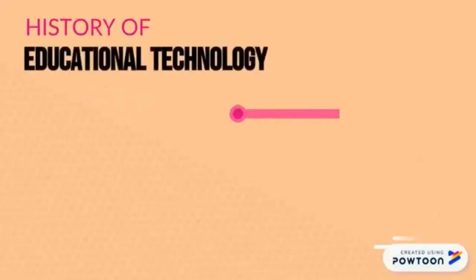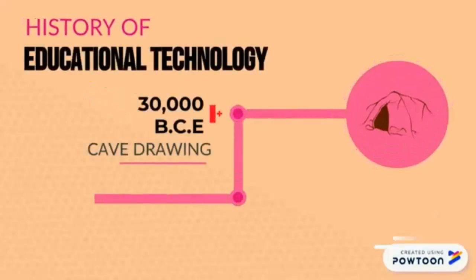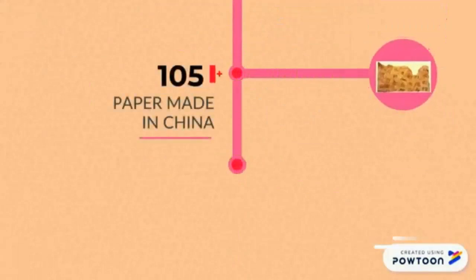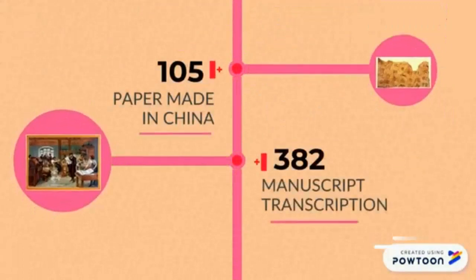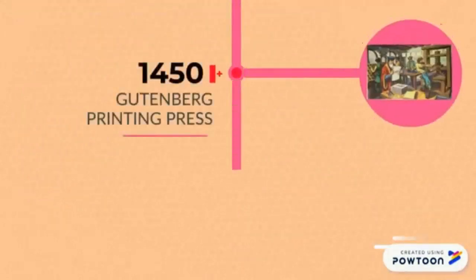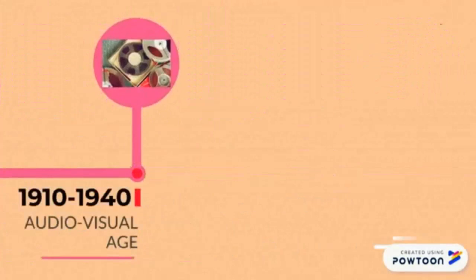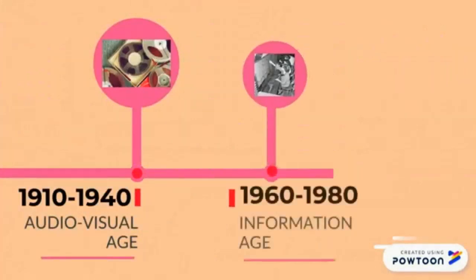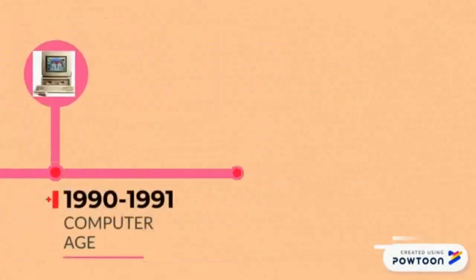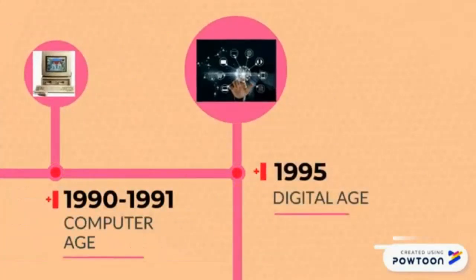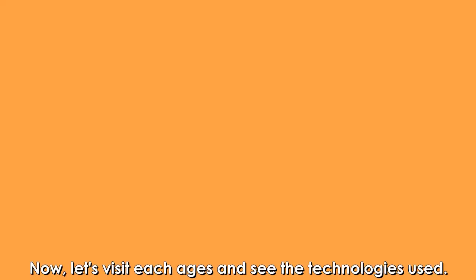History of educational technologies: cave drawing, Pythagoras Academy, paper made in China, manuscript transcription, Gutenberg printing press, public education, audiovisual age, information age, computer age, digital age, interactive age, and more to present. Now, let's visit each age and see the technologies used.